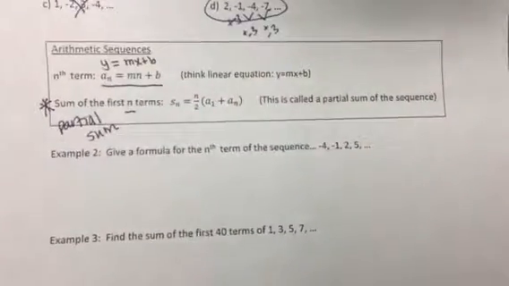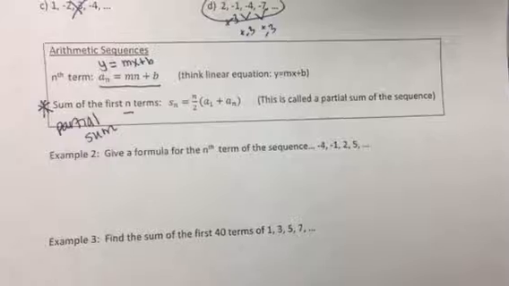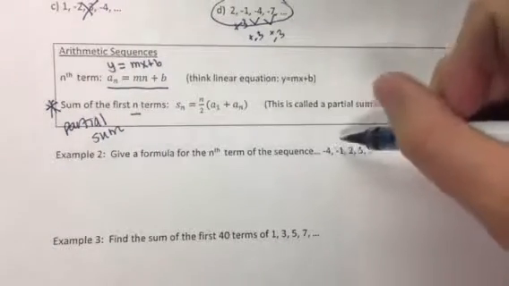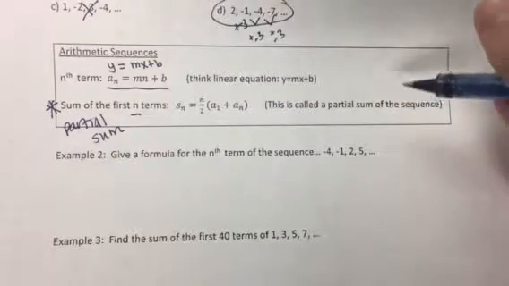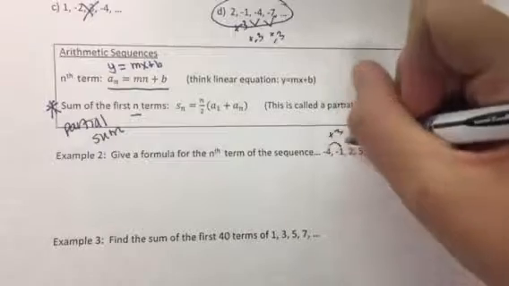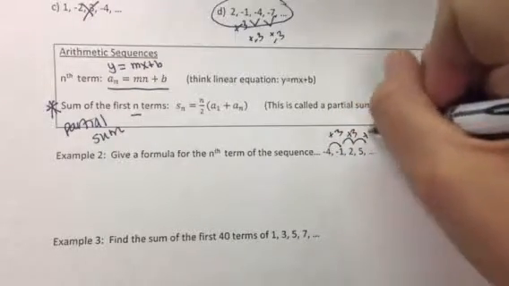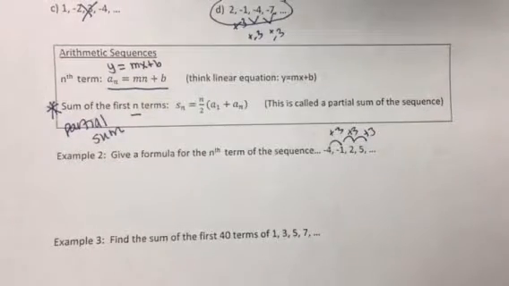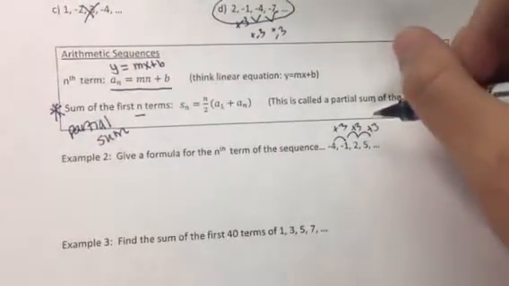In example 2, we're asked to give a formula for the nth term of the sequence. Looking at our sequence, we can tell that it is arithmetic. I can see that I'm adding 3, adding 3, adding 3. That constant addition of 3 is how I know it's arithmetic.